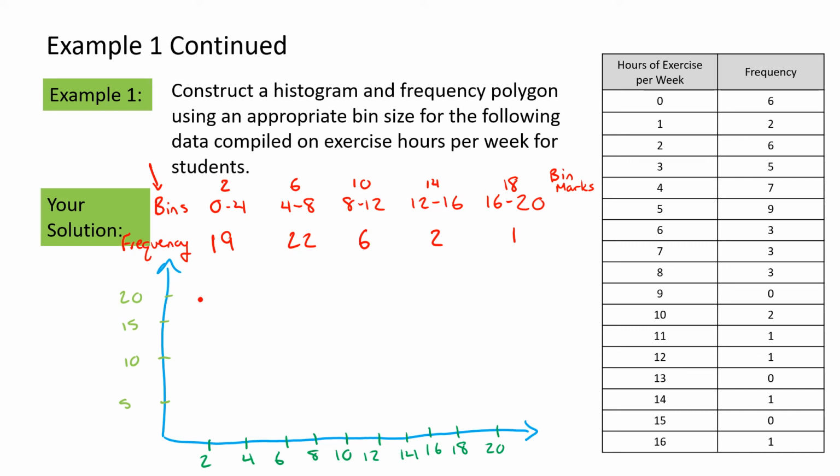At 6, halfway between the second bin, we had 22. Then we had a drop to 6 for the third bin, dropping us down to here. Then in our next bin, we dropped all the way down to 2 before finishing at our final bin of 1. Okay, and in a frequency polygon, these are simply connected together.